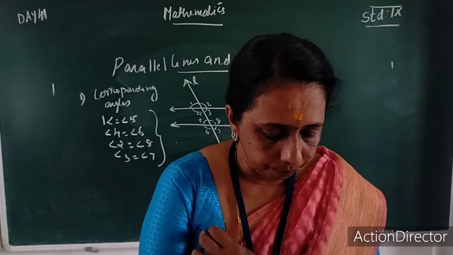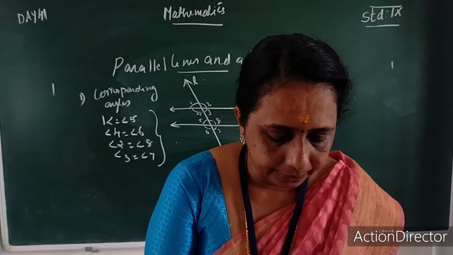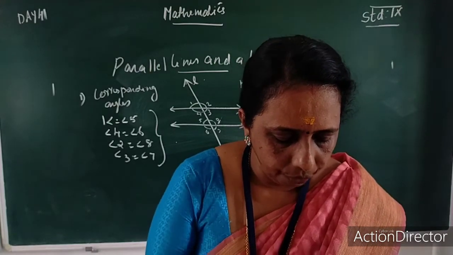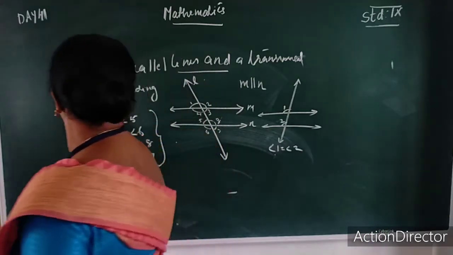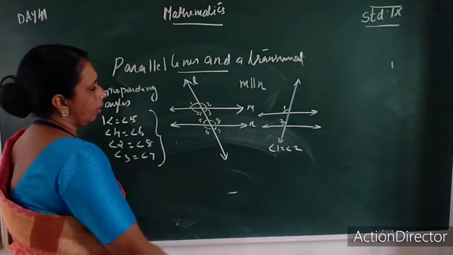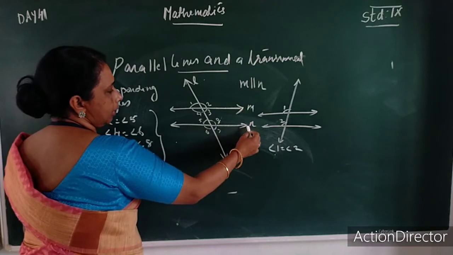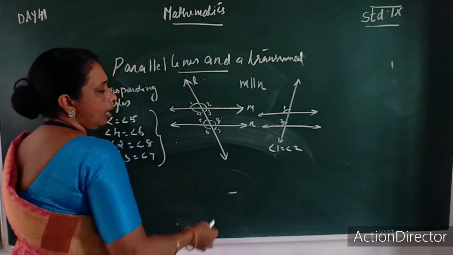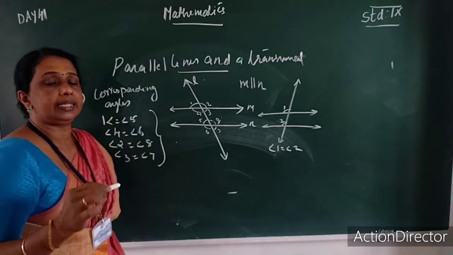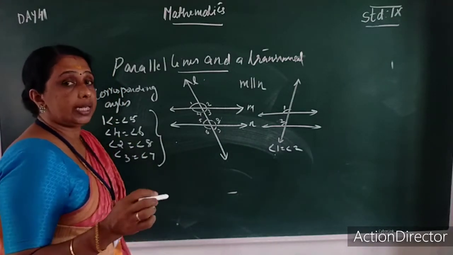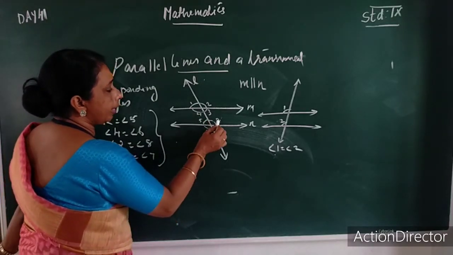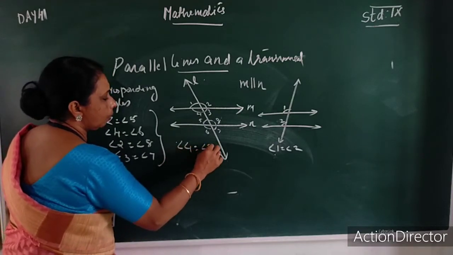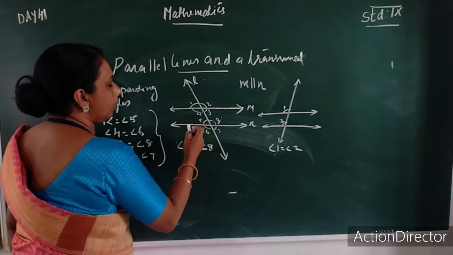Then theorem 6.2. If a transversal intersects two parallel lines, then each pair of alternate interior angles are equal. Listen, here we know M parallel to N, then two parallel lines intersected by a transversal, then each pair of alternate interior angles are equal. Which are the alternate interior angles here? Angle 4 and angle 8 are alternate interior angles. Those two angles are equal. And here angle 3 is equal to angle 5.